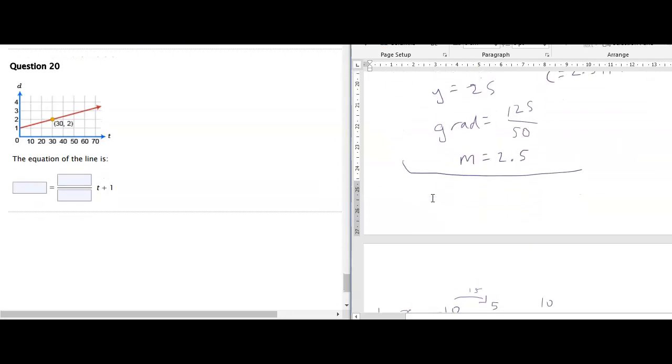Oh, am I going to fit it in there? I don't think I am. Let's see. Question 20. The equation of this line is, okay, what this space is here for is this variable, so it's going to be d equals, and then we just have to do our gradient. How many did we go up by? We went up by 1. This isn't as hard as I thought it would be, and we went across 30. So you're just entering in d, 1 and 30. So there's your equation. Beautiful.